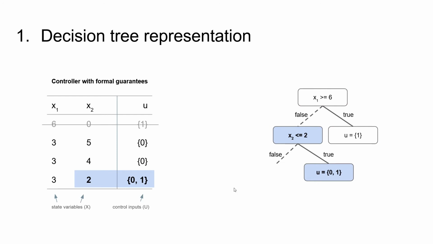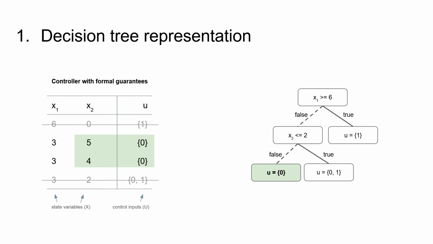Observe that when x2 is less than or equal to 2, the controller allows the non-deterministic choice between 0 and 1. As before, we indicate this in our decision tree. Finally, the action 0 is allowed in all the remaining states, so we finish off the decision tree by adding a node which recommends using the action 0.